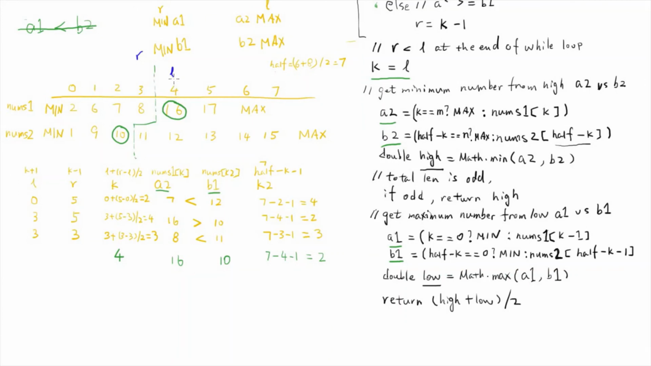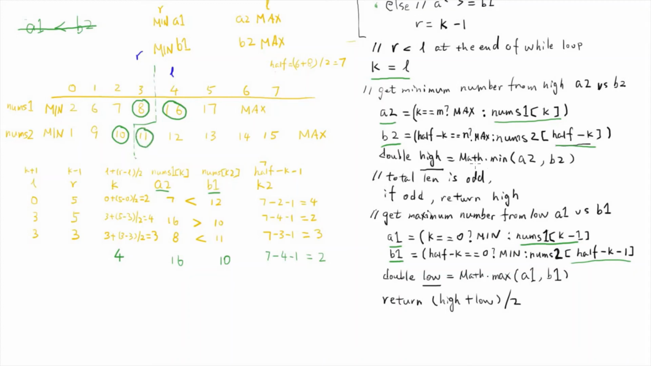In our example, L is pointing to 4 and it's not equal to the length of the first array. So we can simply return the number at position k from array number 1, and the same for B2. Also, A1 and B1 are not edge cases, so we can simply return the numbers by their position. So we have A1 equal to 8 and B2 equal to 11.